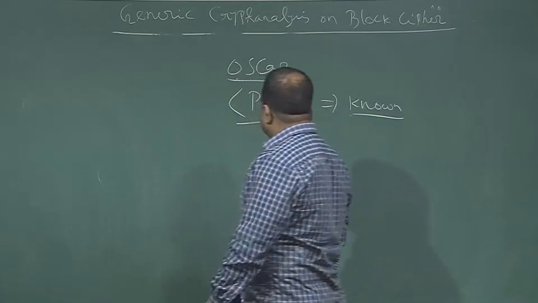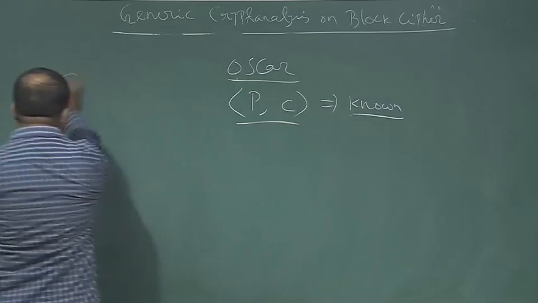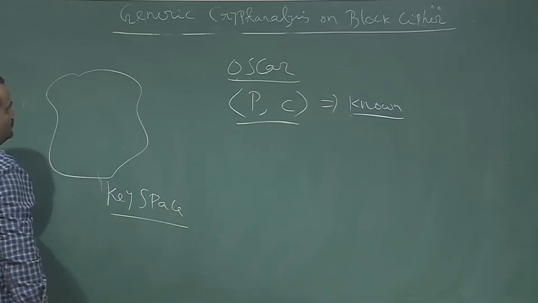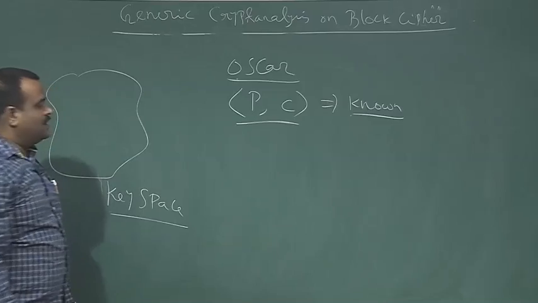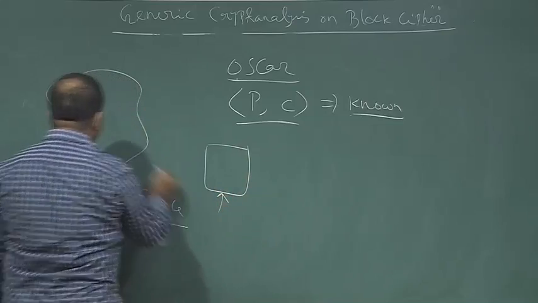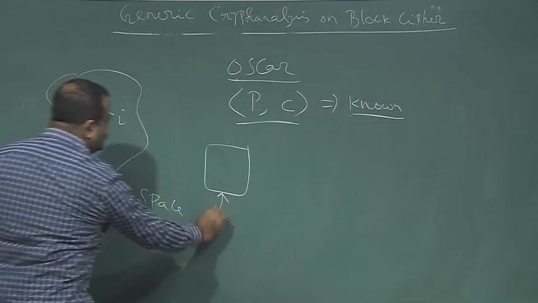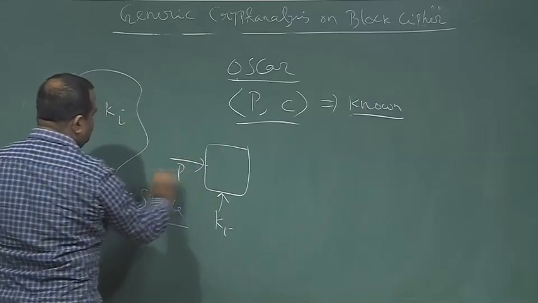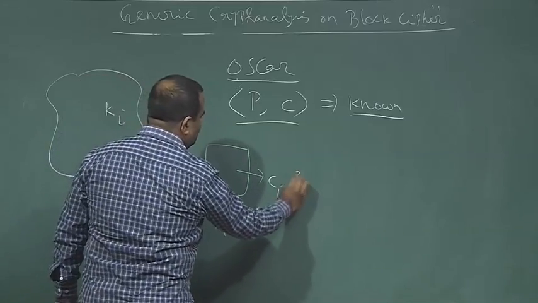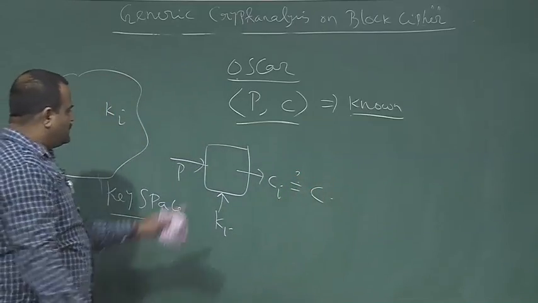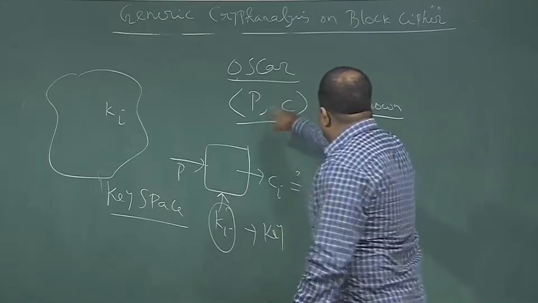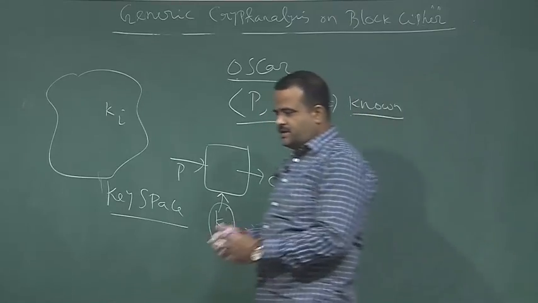So, for that what Oscar will do? Oscar will try for all possible keys. So, this is the key space. So, if it is DES, Oscar will try for all possible keys. Oscar will choose a key from here, the Ki, and Oscar will encrypt this P and get a Ci, and Oscar will check whether this Ci is basically C or not. If Ci is C, then Ki is the key, because we know this pair. So, this is a known plain text attack, we know this pair.